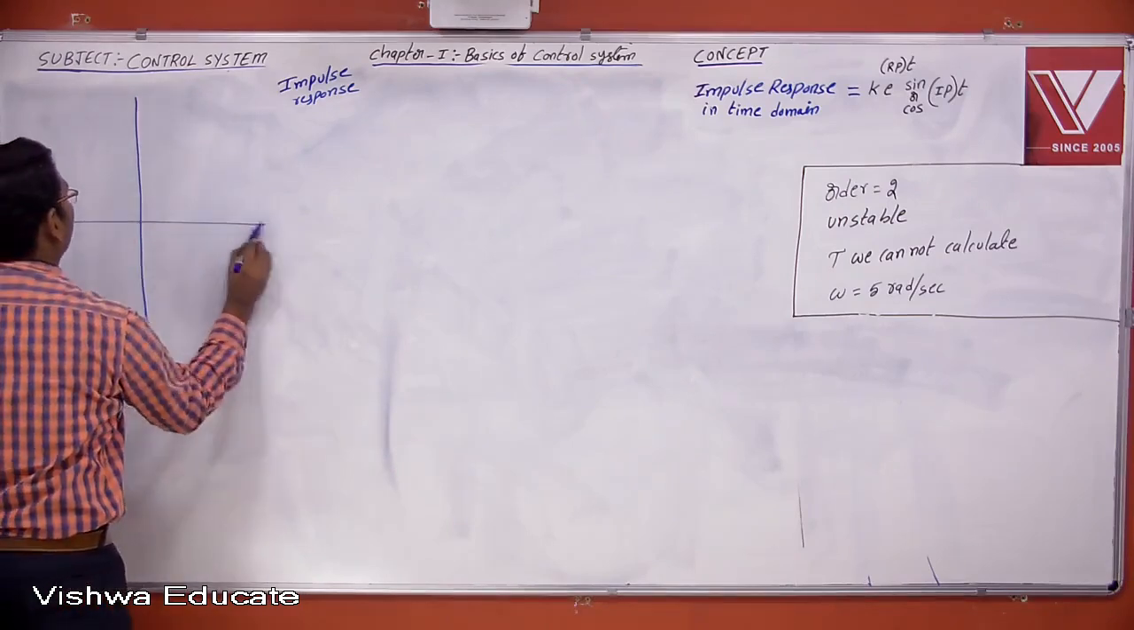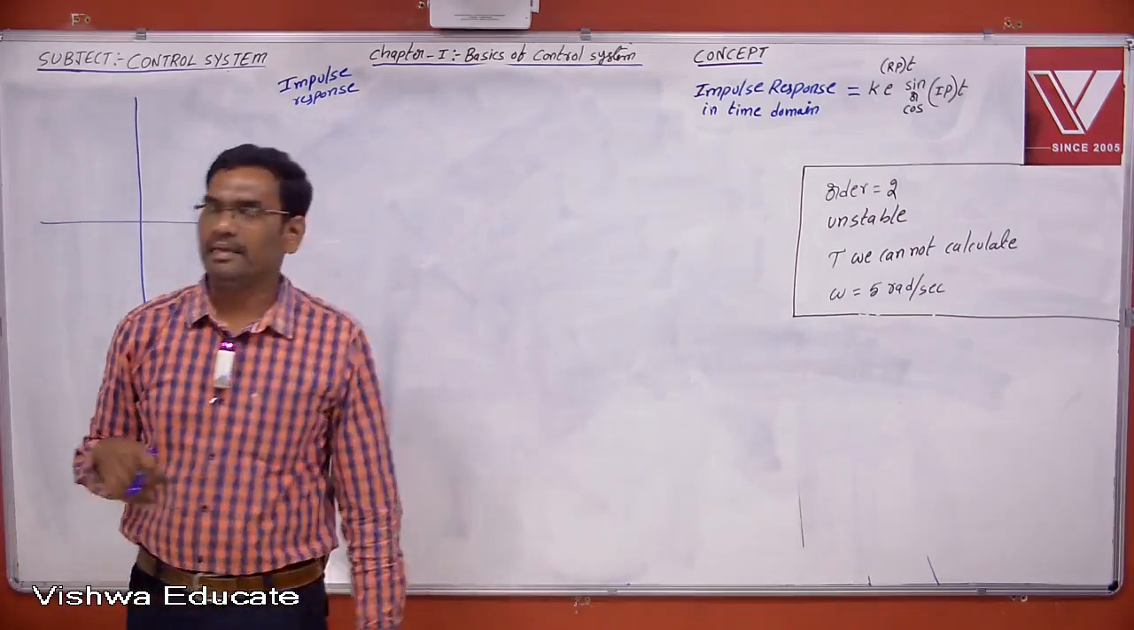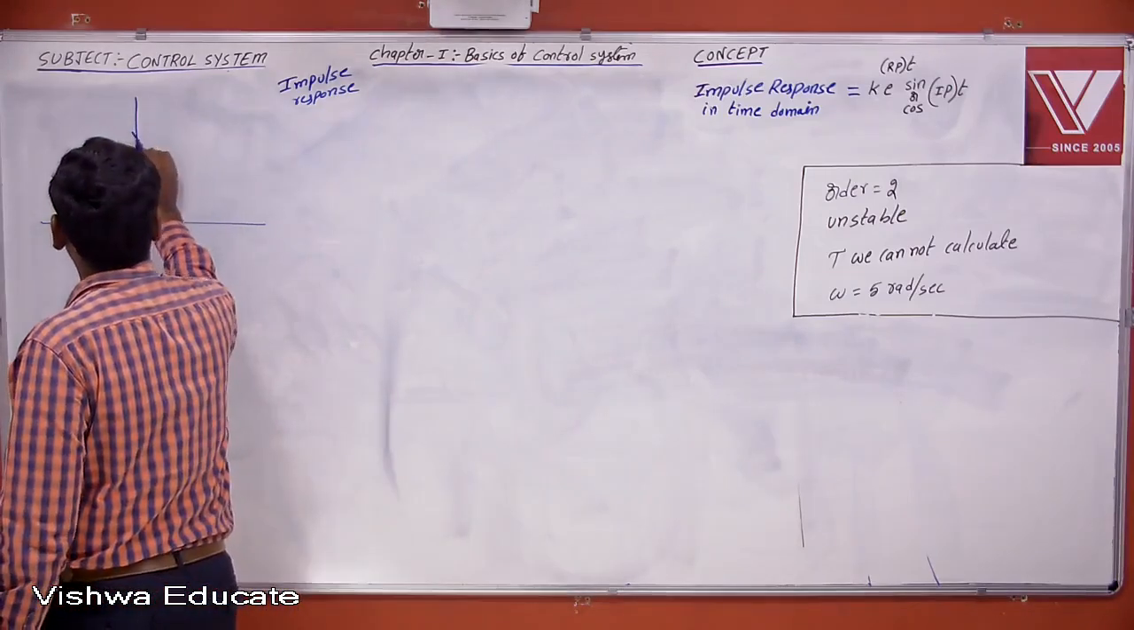Now see here. Now we will see the poles on the left hand side and the poles on the right hand side. Now we will see when the poles are on the imaginary axis.